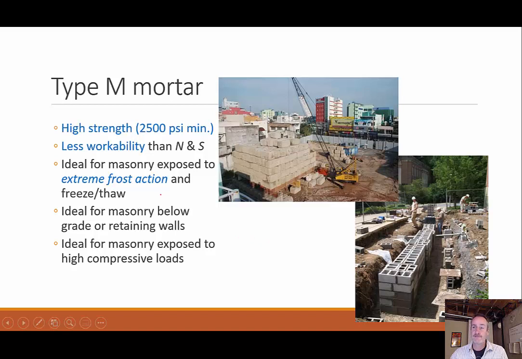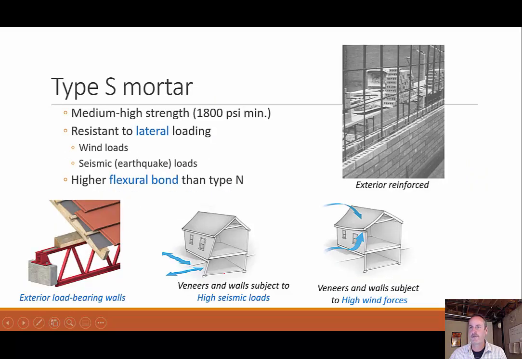It's ideal for masonry exposed to a lot of freeze and frost action. Because of that, it's ideal for masonry that's going to be below grade or against earth in the form of a retaining wall. Also ideal for conditions where I'm going to have a high load bearing wall where I'm going to have high compressive forces.